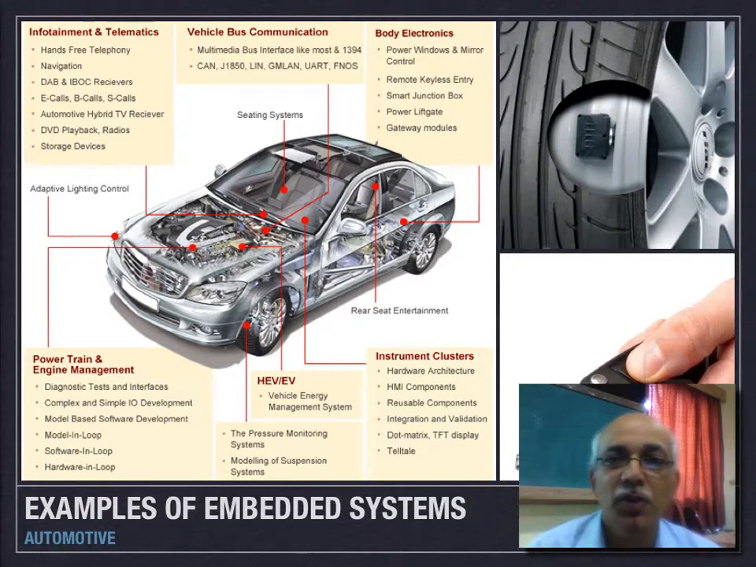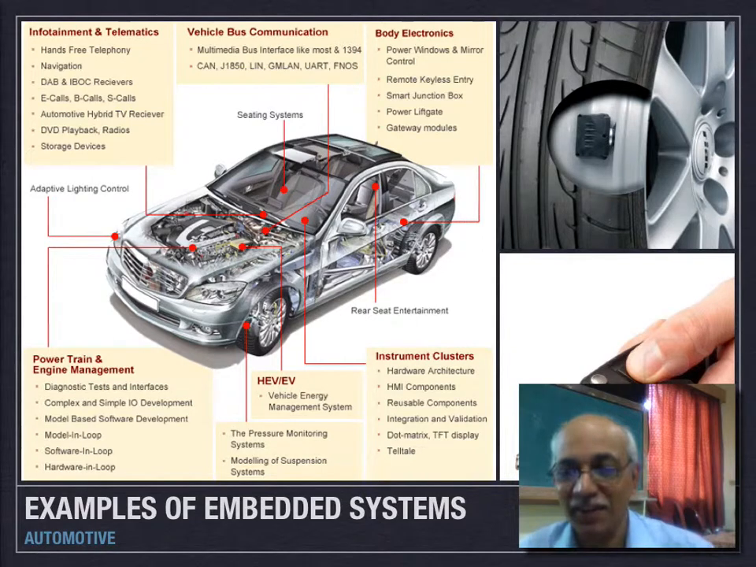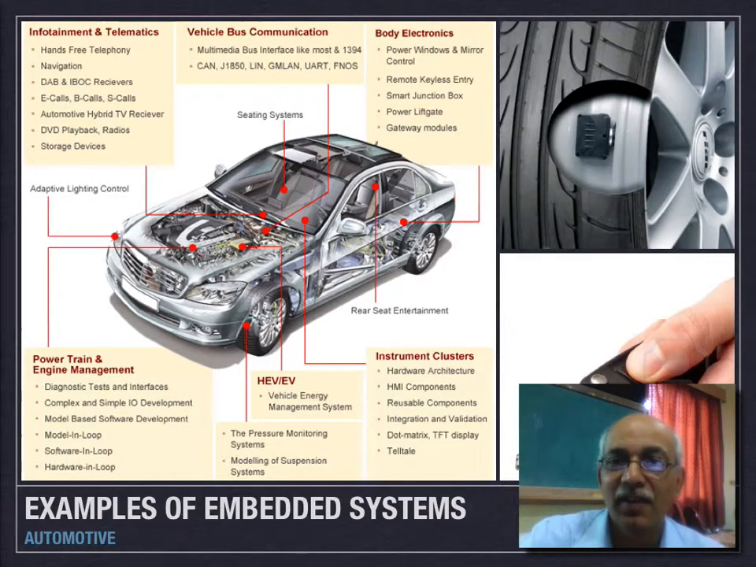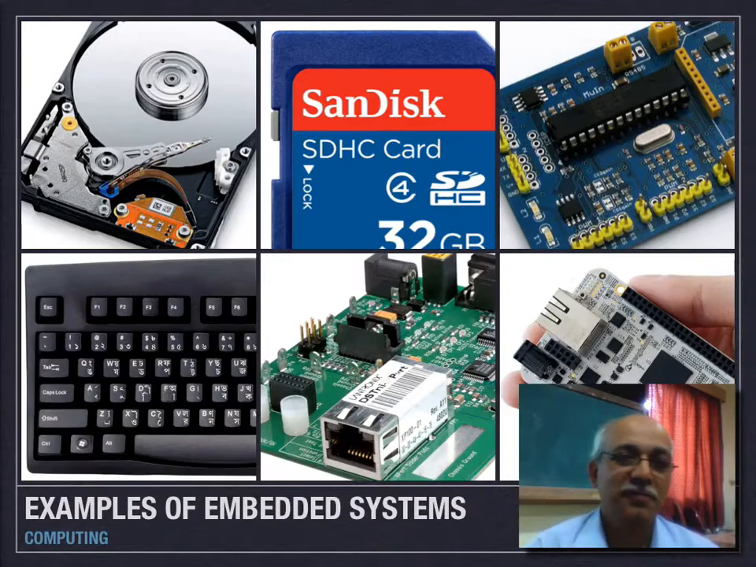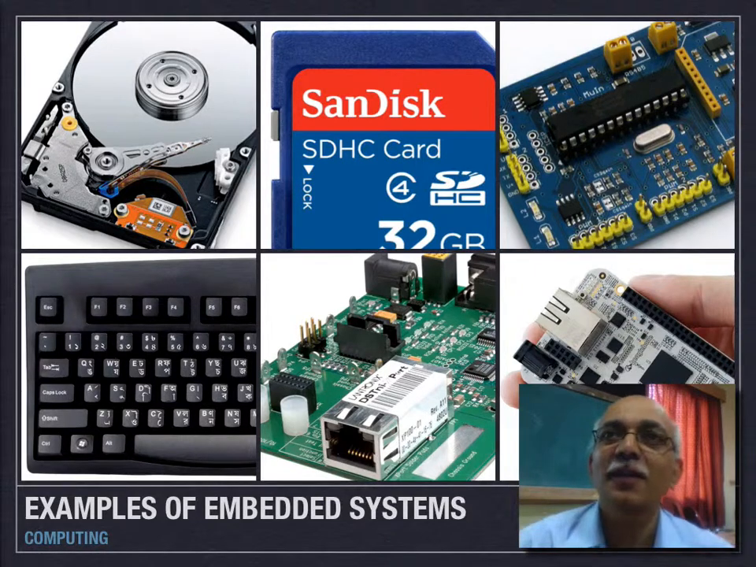In the right corner, what you see is a pressure sensor, a tire pressure sensor, and the right bottom is, everybody knows, an electronic lock, right. This is about automotive. Then in the computing field, lots of applications again. What is the first one? Hard disk. Is hard disk an embedded system?